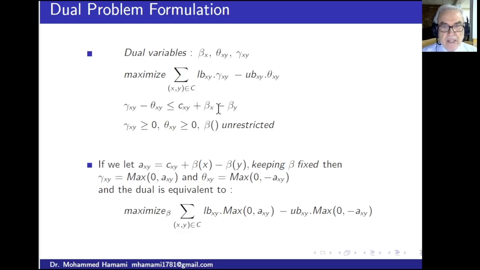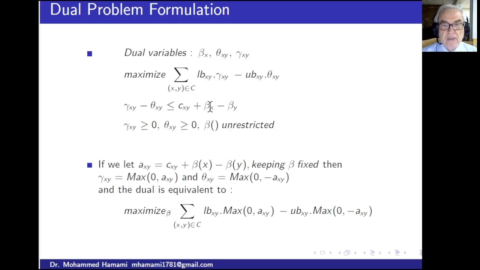Now, the reason I put beta x and beta y on this side is that we let a of xy equal c of xy plus beta x minus beta y on the right-hand side here. From now on, this is called the adjusted unit cost. It's the unit cost adjusted by beta x minus beta y. So if you want to maximize this, we could do the following. We could fix beta and maximize over gamma and theta. And then whatever we find, we'll optimize that with respect to the beta variables. And we're going to do that.